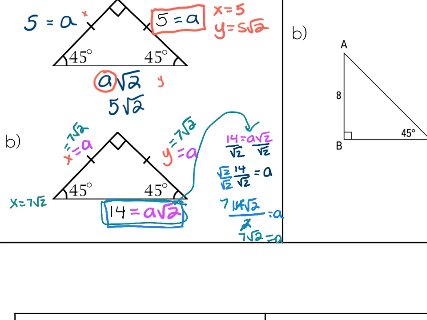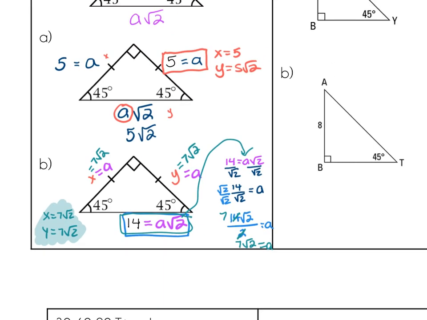So for A, the answer was 5 root 2? For a, x was 5. No, like the one before this one. Yeah, x was 5, and y was 5 root 2.